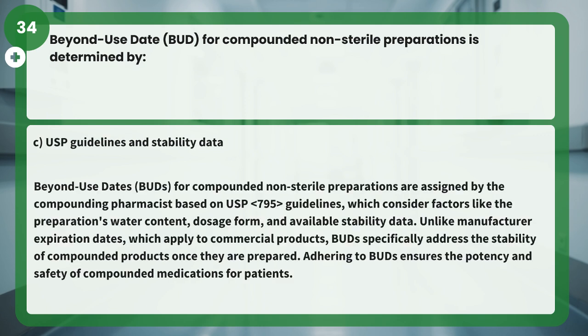Answer C. USP guidelines and stability data. Beyond use dates, BUDs, for compounded non-sterile preparations are assigned by the compounding pharmacist based on USP <795> guidelines, which consider factors like the preparation's water content, dosage form, and available stability data. Unlike manufacturer expiration dates, which apply to commercial products, BUDs specifically address the stability of compounded products once they are prepared. Adhering to BUDs ensures the potency and safety of compounded medications for patients.